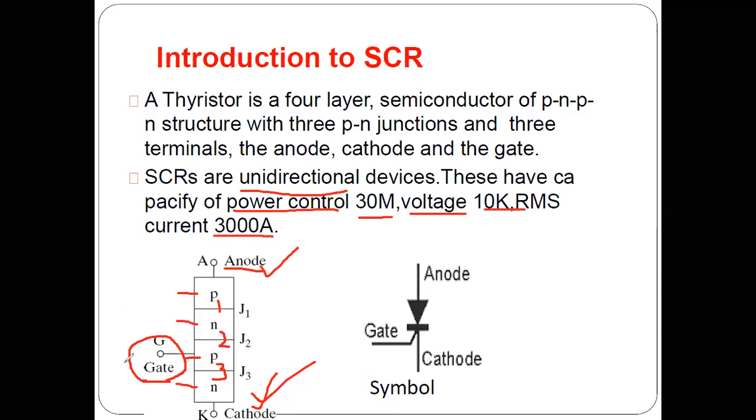Okay, so this is the small specification which I have shown here. First is its construction or the definition of SCR, and second, it's a unidirectional device having a capacity of power control of 30 megavolt, 10 kilo RMS voltage, and 3000 amperes of the current flow. It can have a capacity to control this particular current.